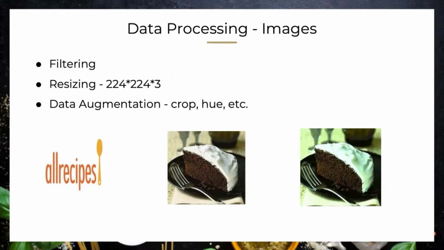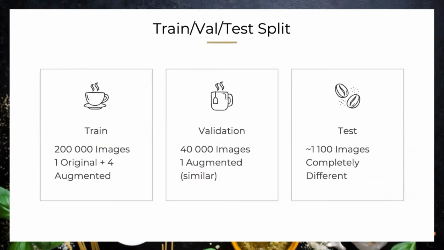We processed all of the images by first filtering the default images, and then we resized the usable ones to a trainable size and added data augmentation, including image cropping and color changing. For our final data set, we have 40,000 unique recipes for training and validation, as well as another 1,000 unique images for testing.